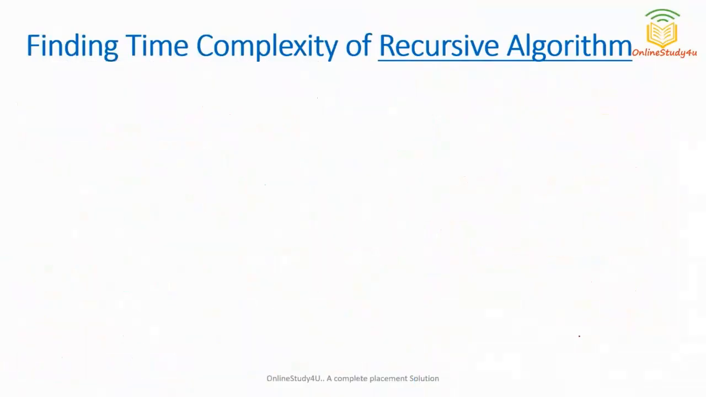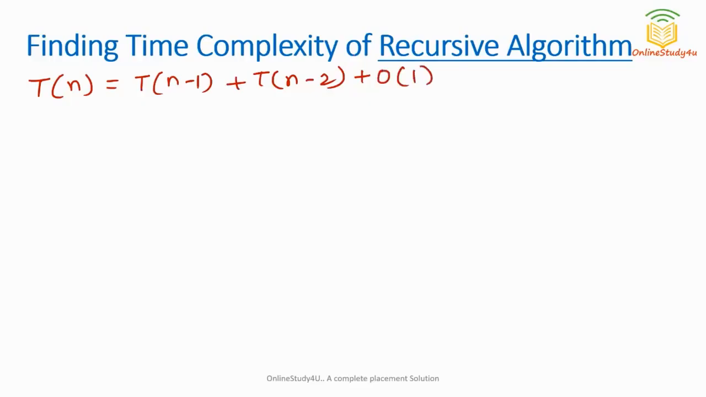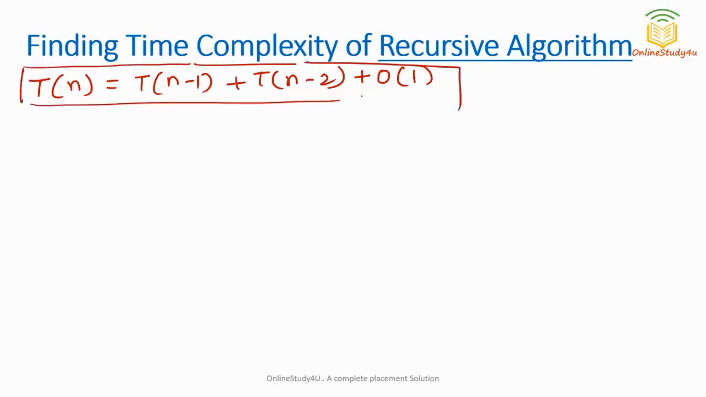Now we have an exceptional case, the Fibonacci series. Everyone knows the expression, so I will not write the code again. The time complexity T of n can be expressed as T of n minus 1 plus T of n minus 2, and there is also a constant, so I can write big O of 1. Is everyone aware of this? We did this yesterday. I think there isn't any confusion in this.